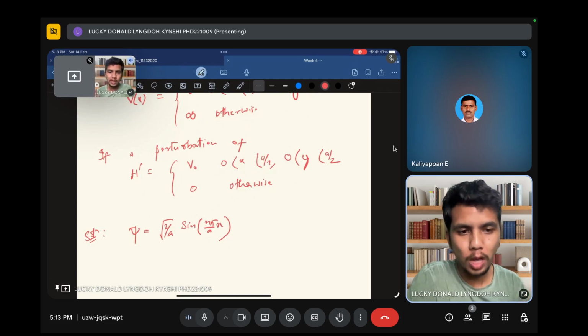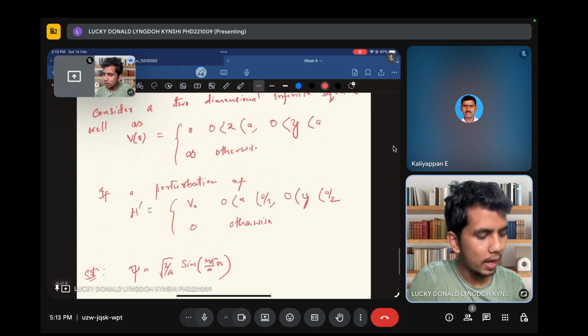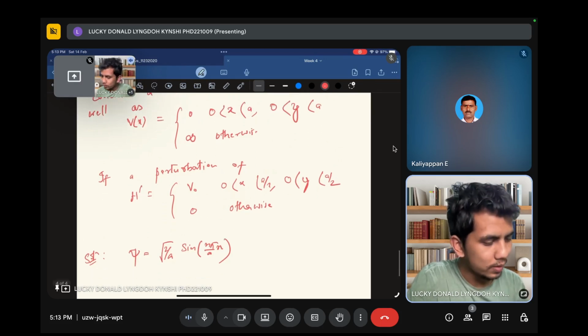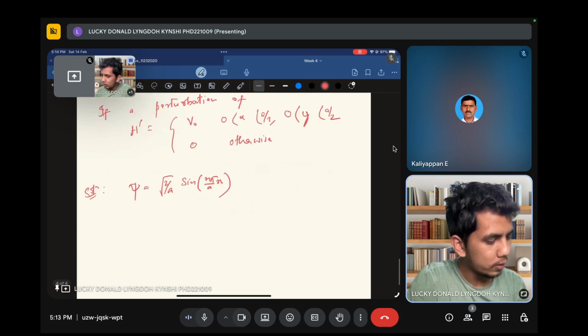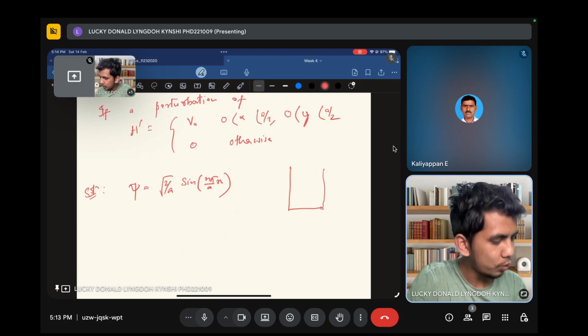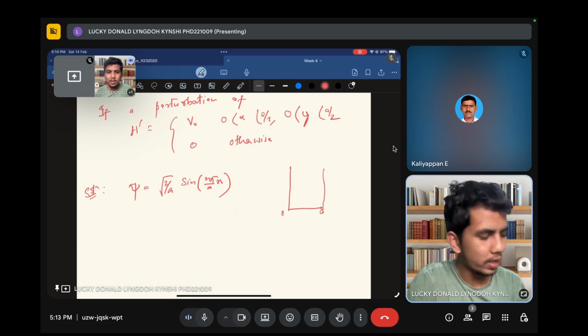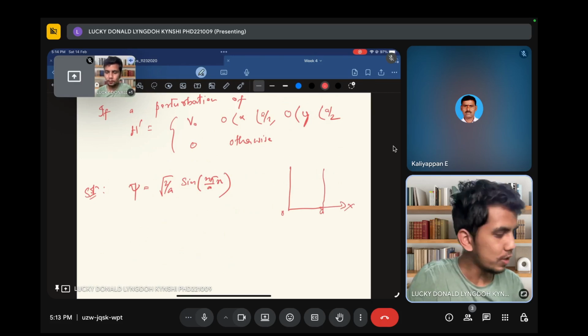But here there are two things. One, it is two dimensional, where x is greater than 0 and less than a, and y is also greater than 0 and less than a. Otherwise the potential is infinite. So what does it mean? Last class we talked about 0 to a in one dimension, say along the x-axis, but now there is also a second dimension, so it will be different.